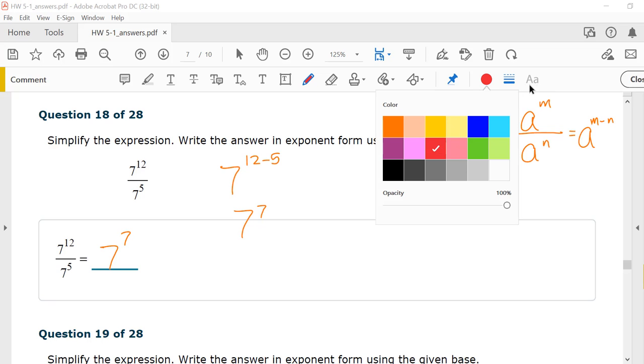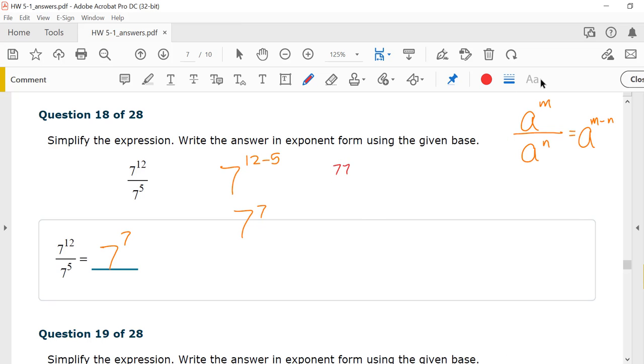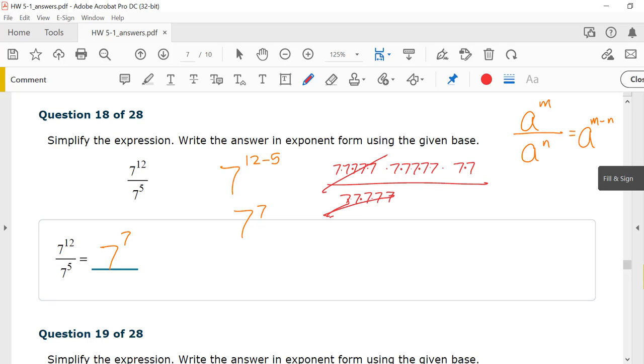Now, if you wanted to do it the long way, 7 to the 12, with all those 7s multiplied, over 7 to the 5th. You could cancel 5 7s on the top and on the bottom. That would leave you with 7 to the 7th power up top.